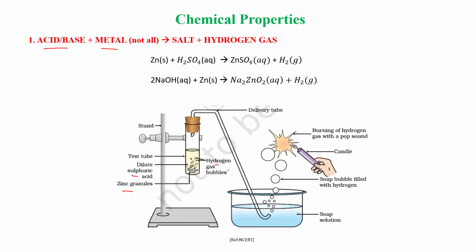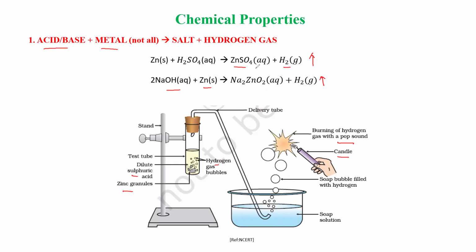The presence of hydrogen gas is checked by bringing a burning candle near, so that the hydrogen gas burns with a pop sound. This can be one of the objective questions: how to identify the presence of hydrogen gas. It burns with a pop sound. Here zinc and H2SO4 give zinc sulfate, which is the salt, and hydrogen gas. Similarly, sodium hydroxide reacts with zinc, and in that case also we get hydrogen gas.